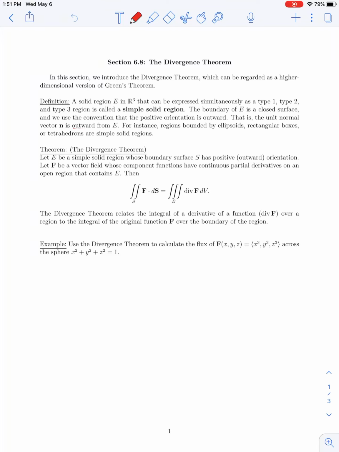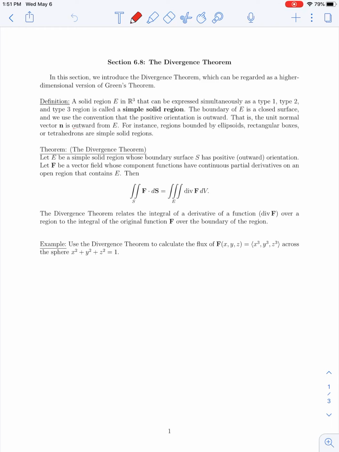Okay, in today's lecture, we're going to cover the section 6.8 material on the divergence theorem. The divergence theorem is a result which we can consider as a higher dimensional version of Green's theorem. If we recall, Green's theorem gives us a relationship between the line integral of a vector field around a closed curve in the plane and the double integral over the region enclosed by that curve.